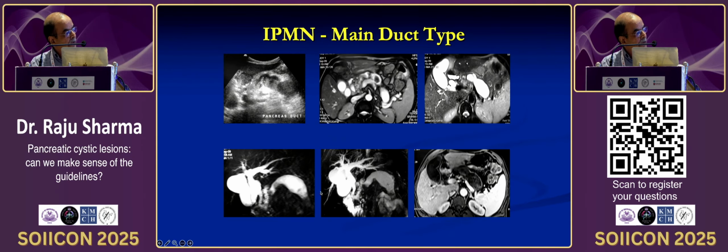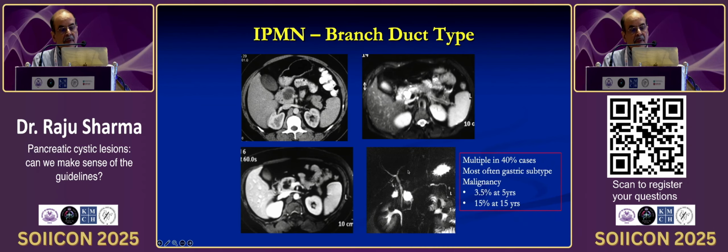MRCP of the patient shows you this marked dilatation of the main pancreatic duct. You inject gadolinium, and if you can pick up enhancing nodules within that dilated duct, that is an ominous sign that the lesion may be harboring malignancy.